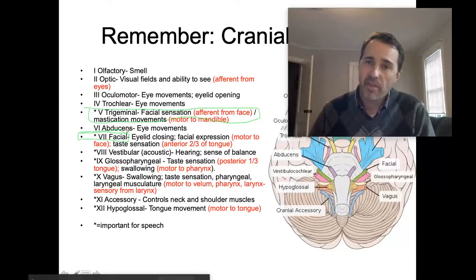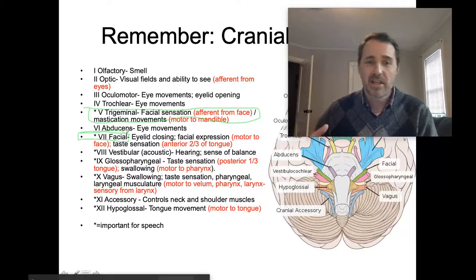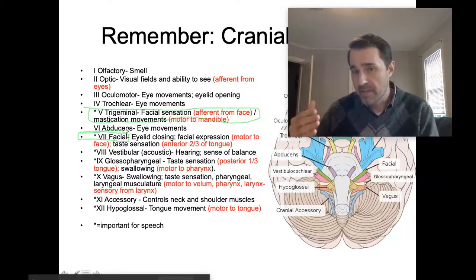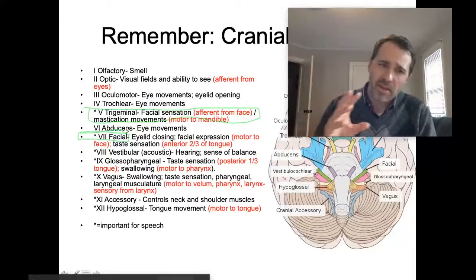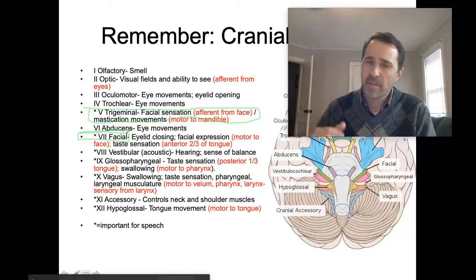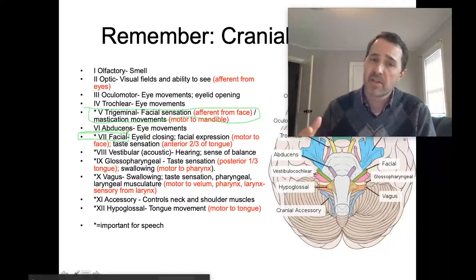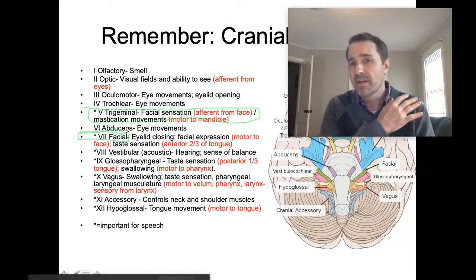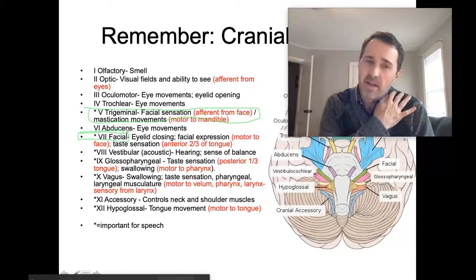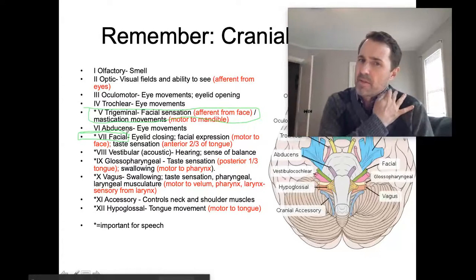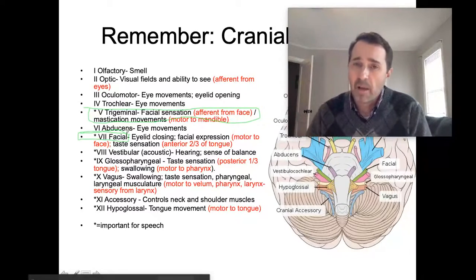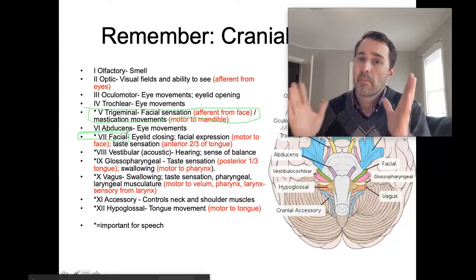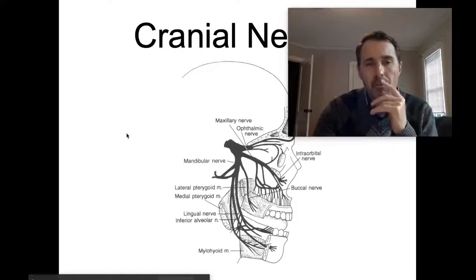11, accessory. Think of this as being secondary to the vagus. This is the accessory to the vagus. So think of the accessory as helping the vagus accomplish the things that the vagus does, but it also helps innervate some of the muscles of the neck and shoulders. And hypoglossal, 12, motor to the tongue.